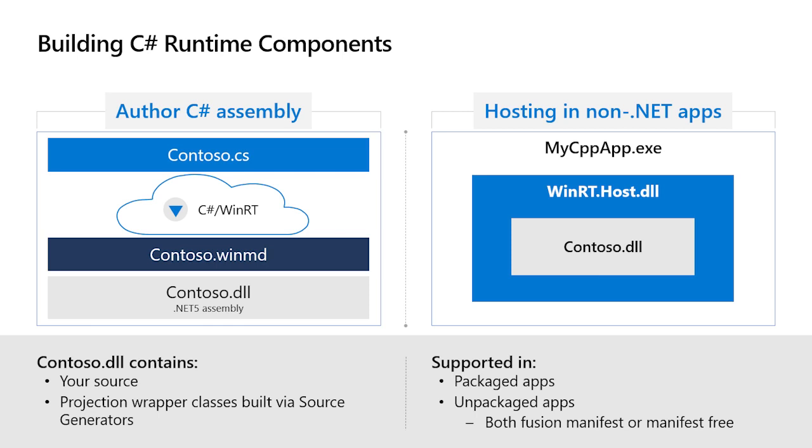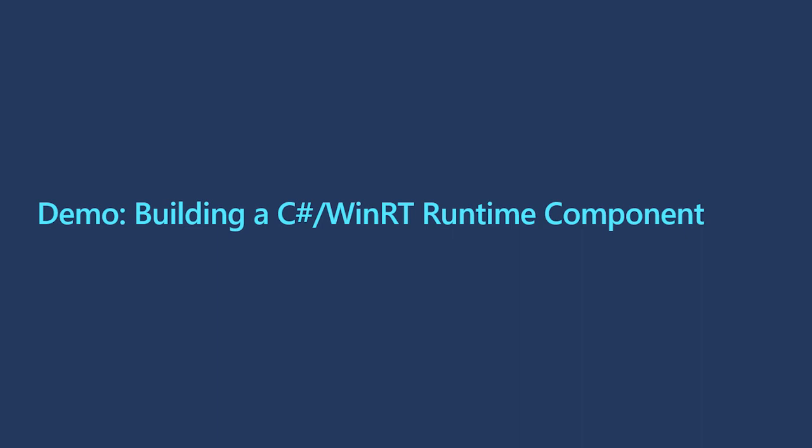This hosting support is supported in packaged applications, meaning your packaged Win32 or UWP applications. It's also supported in unpackaged applications via Fusion Manifest or what we call manifest free, where you follow a certain naming convention and it can load your assembly. Let's take a closer look at what those demos look like, and I'll show you how to build a C# runtime component and how to reference the hosting library in order to host that component inside of a C++ application.